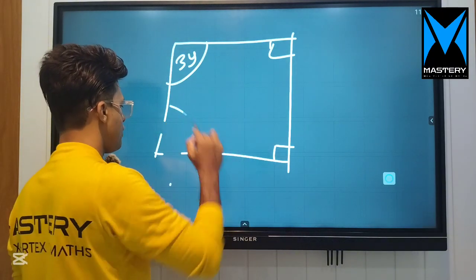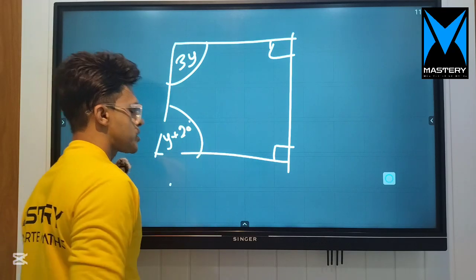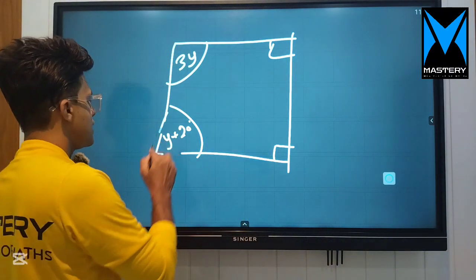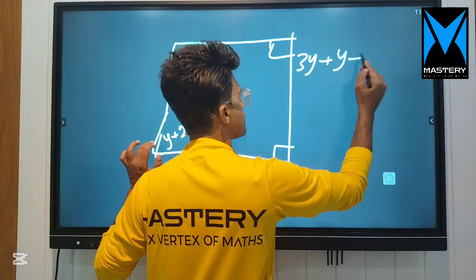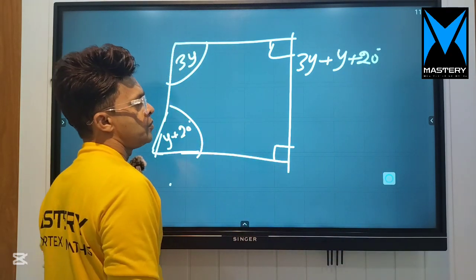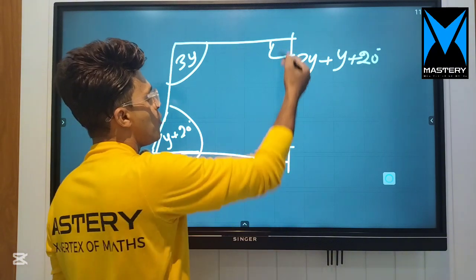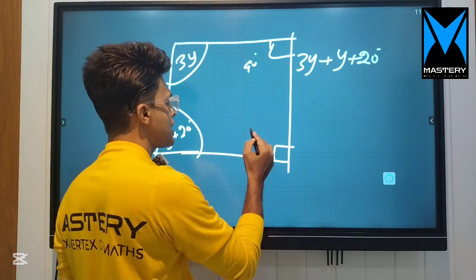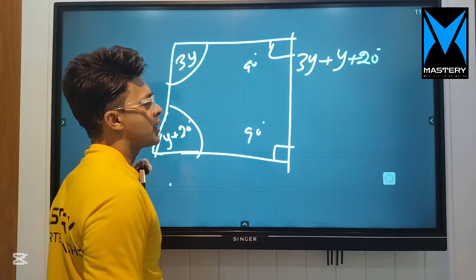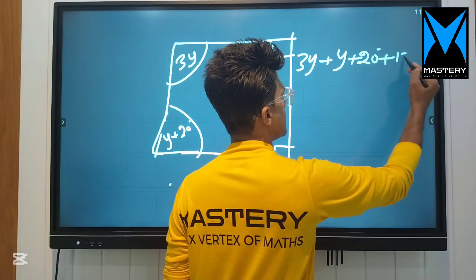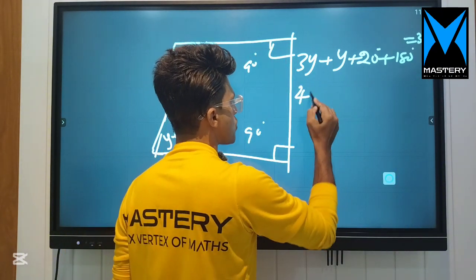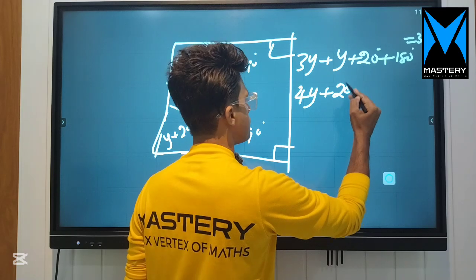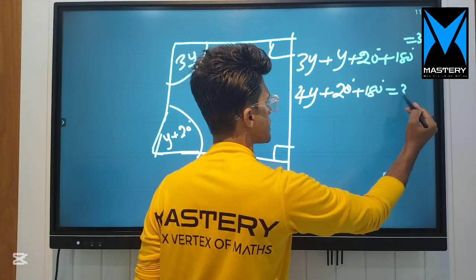How do we get the value of y here? We are able to set up an equation as we did previously. Then 3y plus y plus 20 equals, how do we get the value here? Already here 90, here 90. 90 plus 90 is 180. So plus 180 equals 360 degrees. So 3y plus y is 4y. 4y plus 20 plus 180 equals 360 degrees.